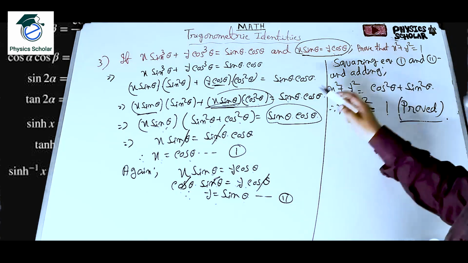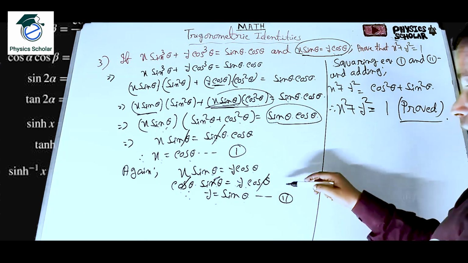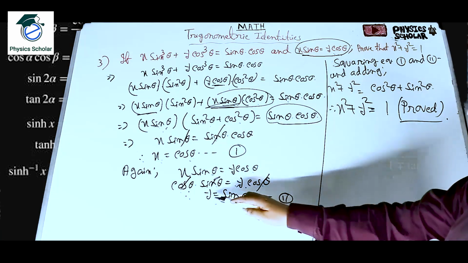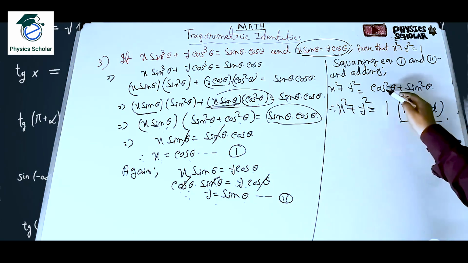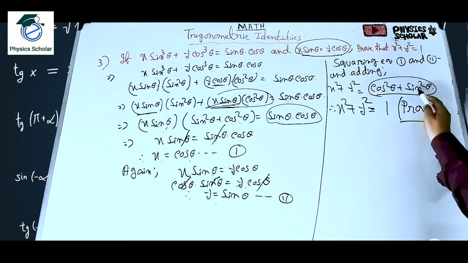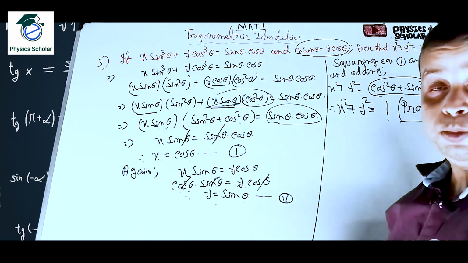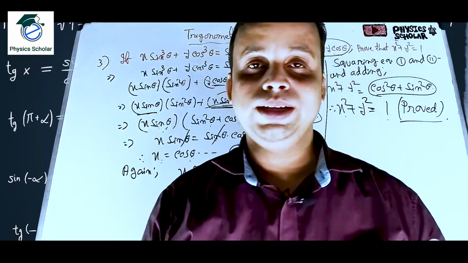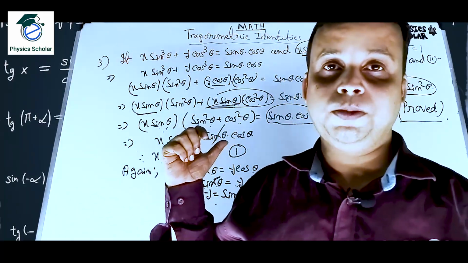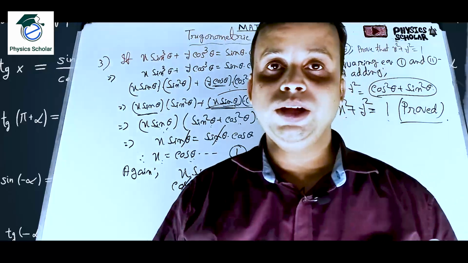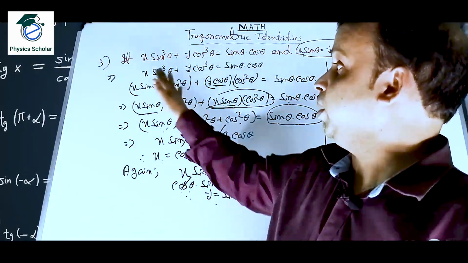Okay. So squaring 1 and 2 and then adding 1 and 2, what do you get? X square plus y square is equal to cos square theta plus sin square theta. So cos square theta plus sin square theta means 1. So x square plus y square is equal to 1, proved. Clear? So this sum is very important for the board exam. So students, hope you have understood this. Now without further delay, let us move to the sum number 4.